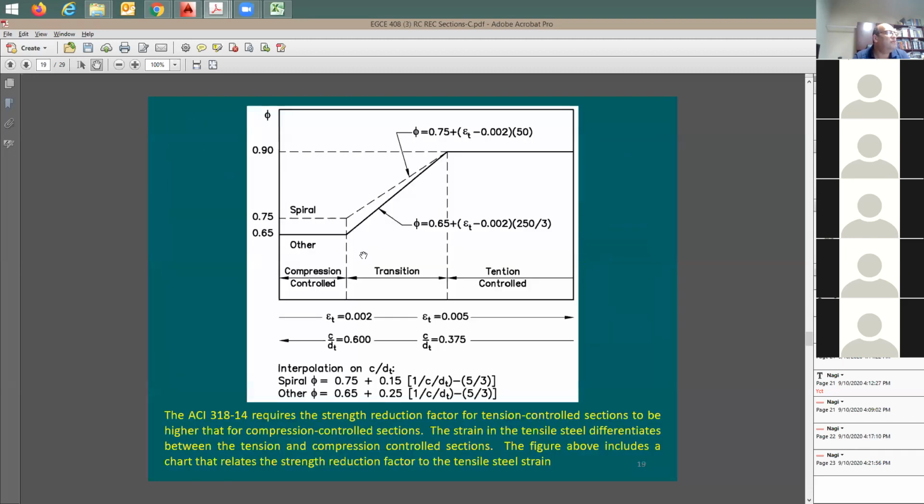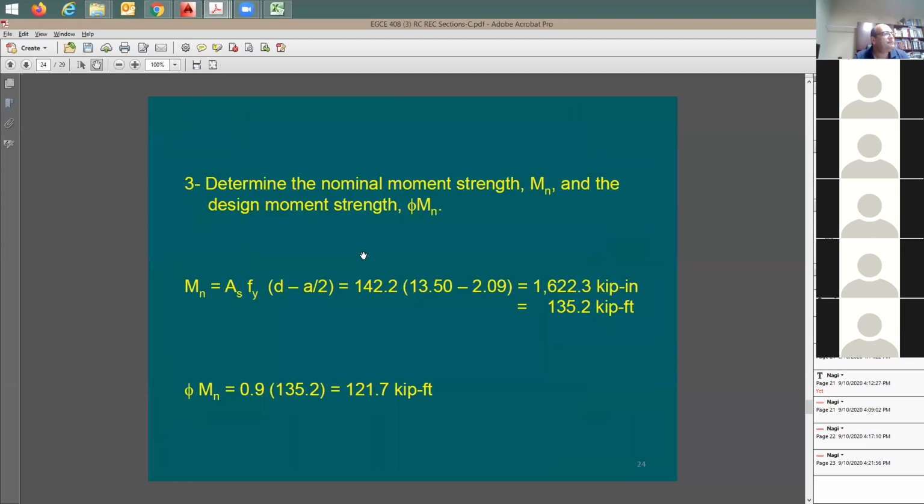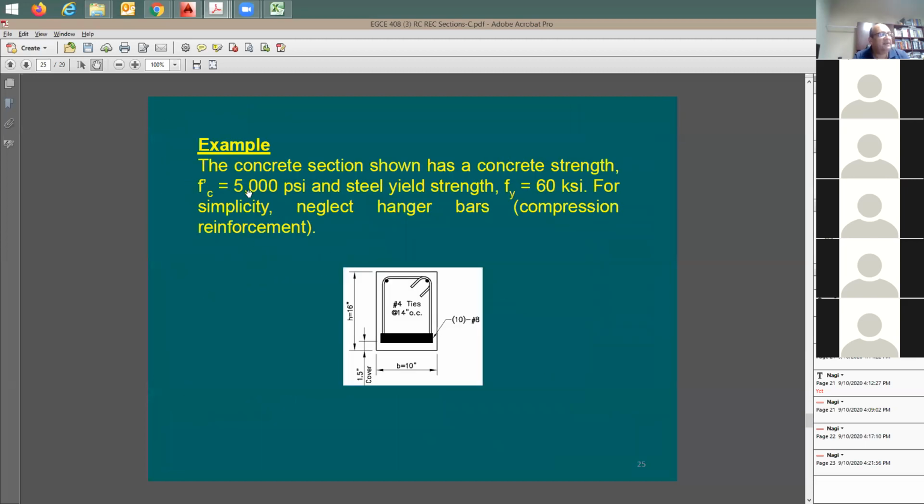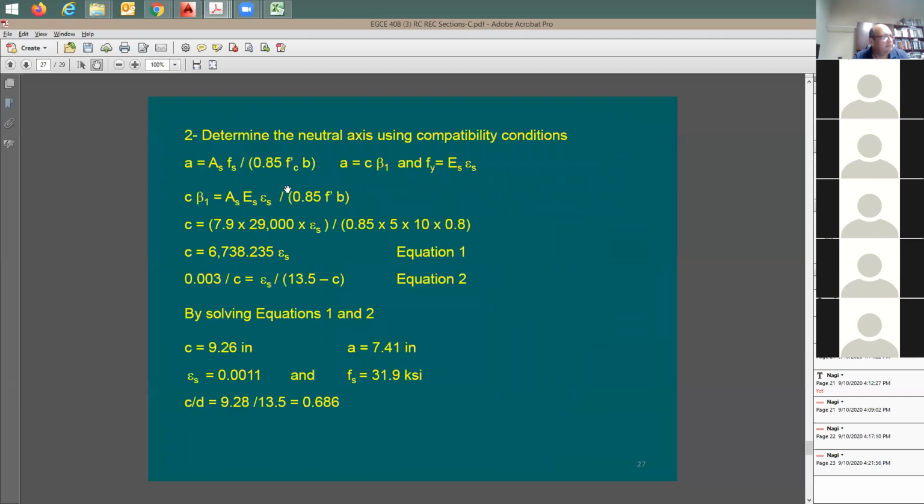Let me move forward to our example. Here's the strength in the concrete. Concrete strength is 5,000. Okay, fine. Now moving forward here, this beta 1 is going to be equal to 0.8. b is 10 inches. f prime c, 5k psi.